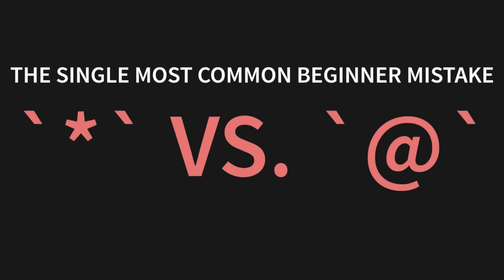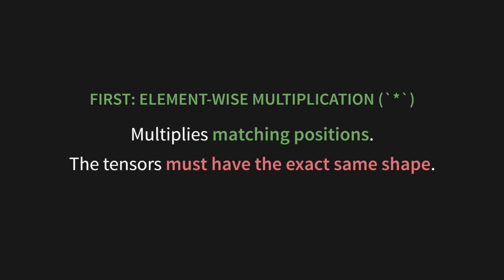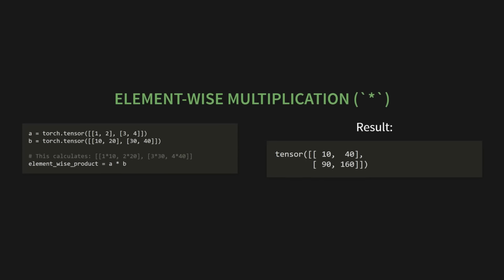First up, element-wise multiplication, which uses the star. This one is pretty straightforward. It multiplies matching positions. Think of it like laying 2 tensors on top of each other and just multiplying the numbers that line up. The key rule here is that the tensors must have the exact same shape. Let's look at an example.